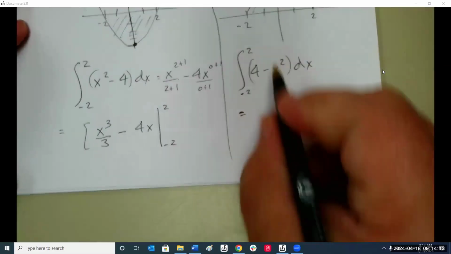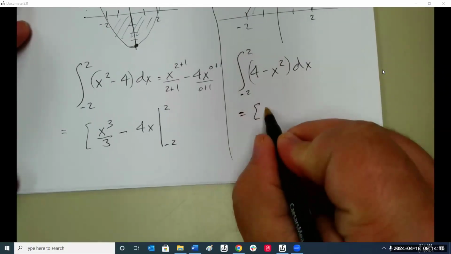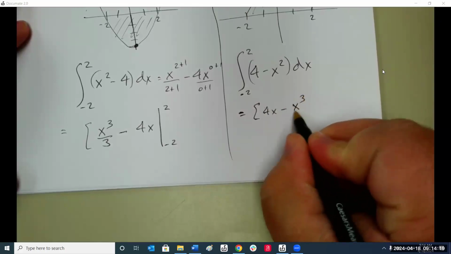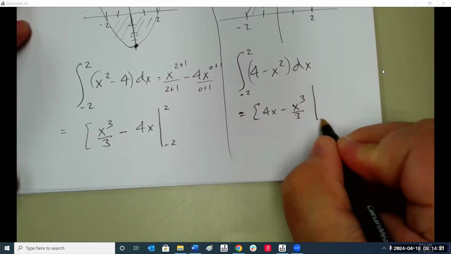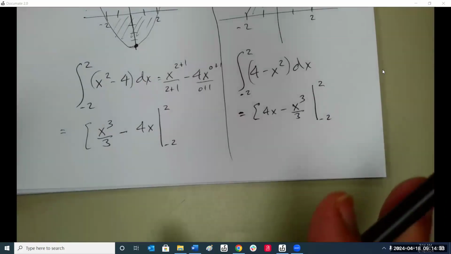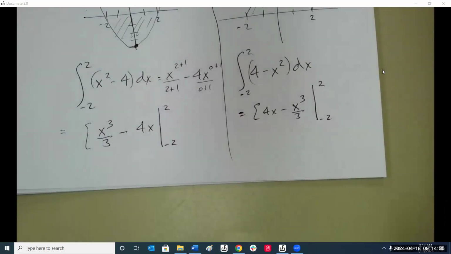And pretty much the same thing is going to happen on the other side. So we're going to have the integral of 4 is 4x, x cubed over 3 from -2 to 2. Everybody okay setting it up? Because this is the most important. Because if you don't set it up correctly, your answer is going to be wrong, obviously.